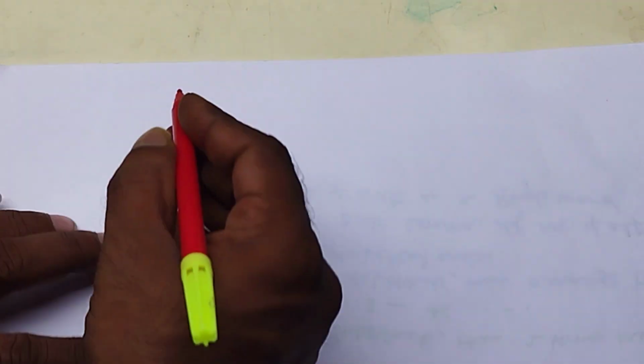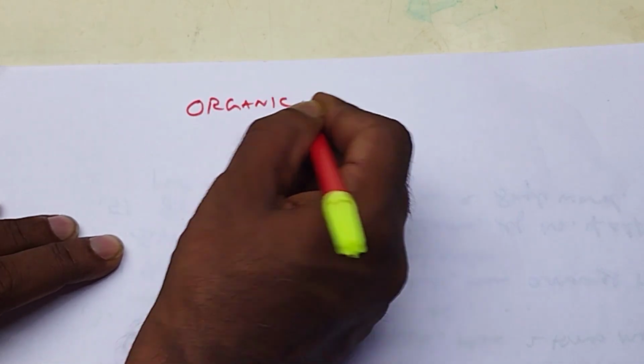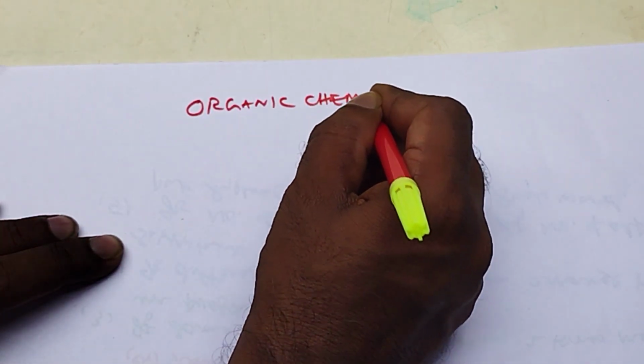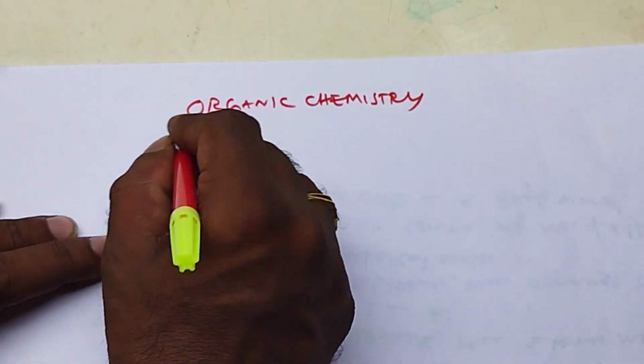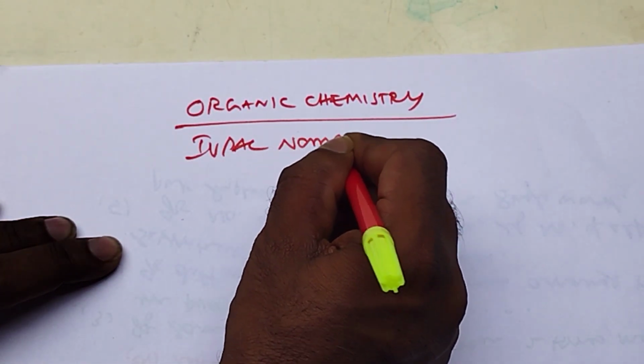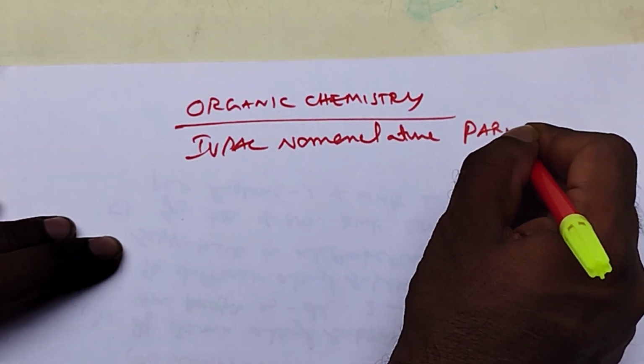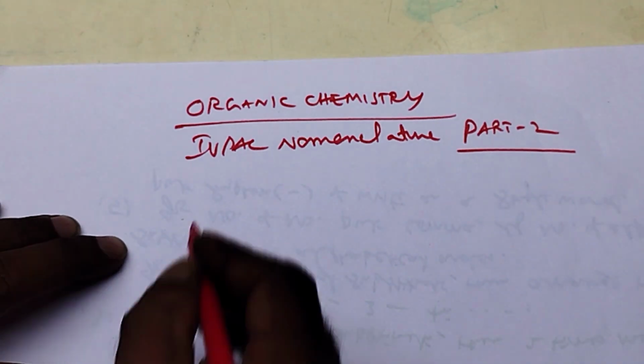Today we are going to discuss organic chemistry, IUPAC nomenclature, Part 2. Here in this IUPAC nomenclature, we will discuss the fundamentals first.